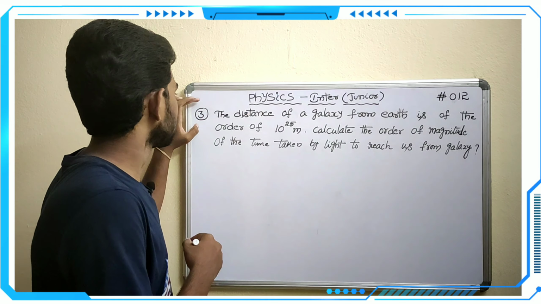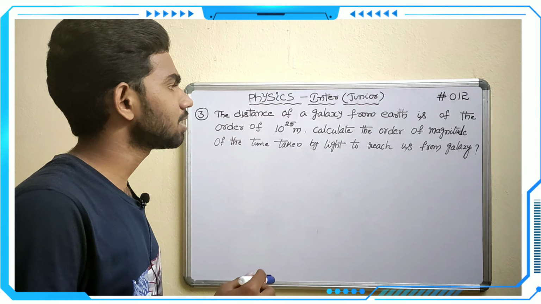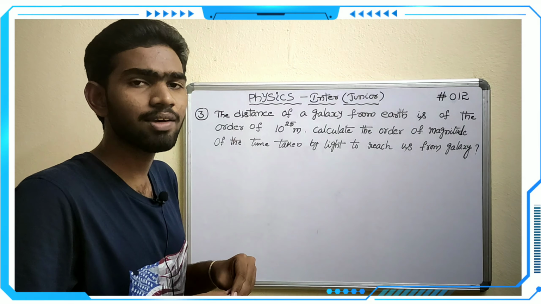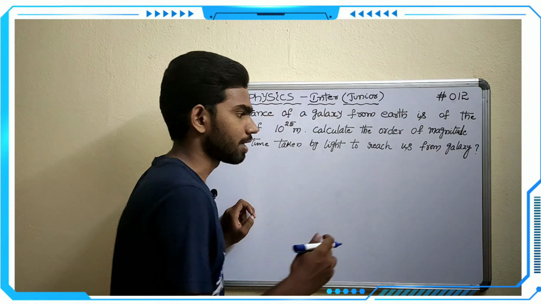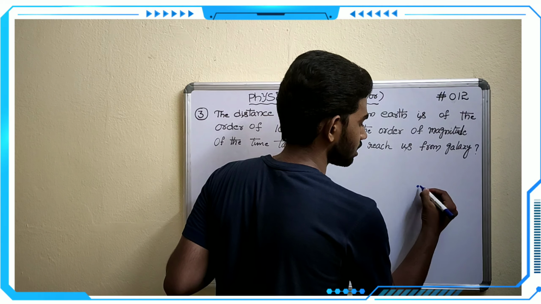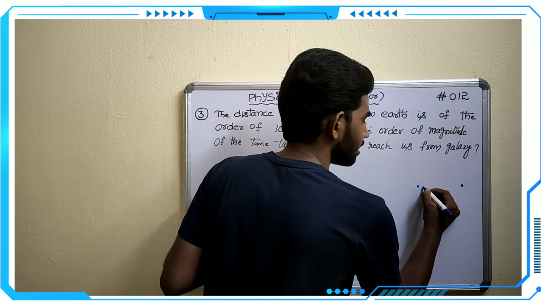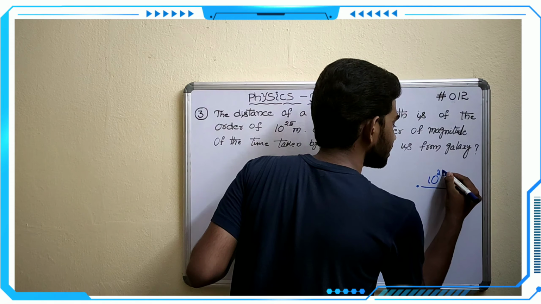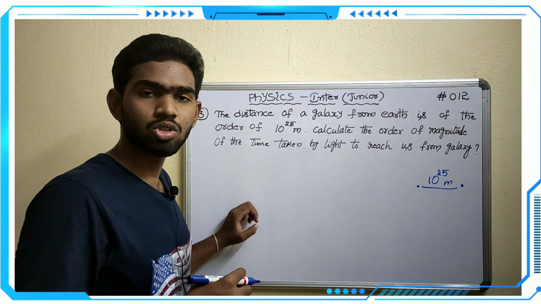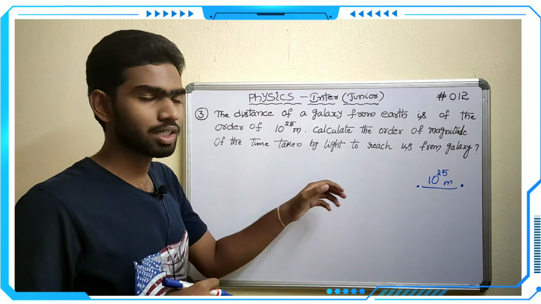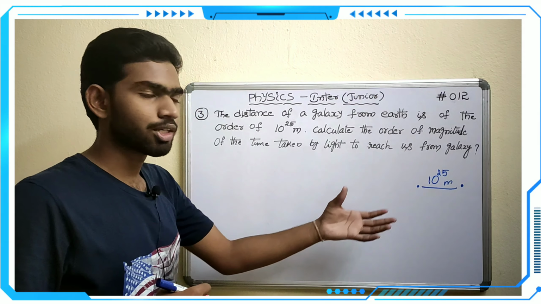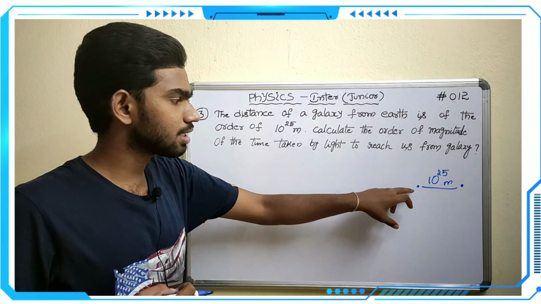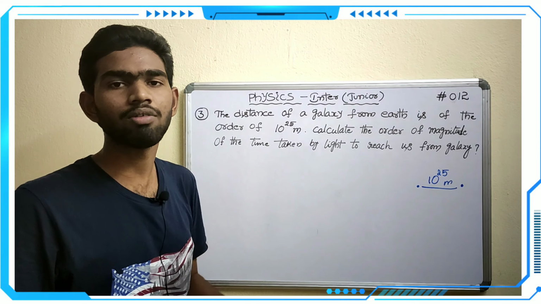So starting, the problem is: the distance of a galaxy from Earth is of the order of 10 power 25 meters. Here clearly we can understand that there are 2 points. If you understand, this is the Earth point and here is the galaxy, and the distance between the galaxy and Earth is 10 to the power of 25 meters. As it is space and it is a galaxy, so much distance will be present. So it is written in powers of 10.